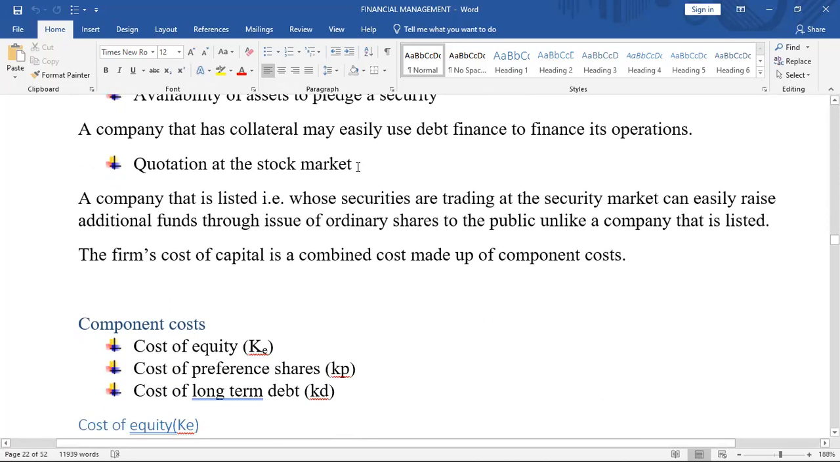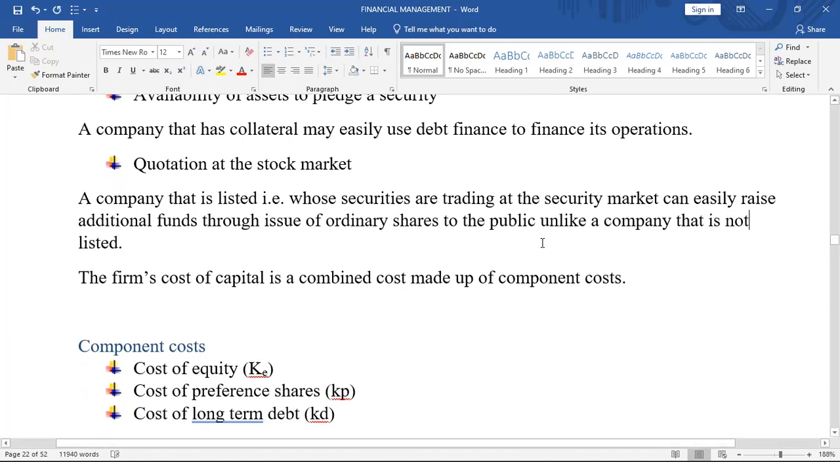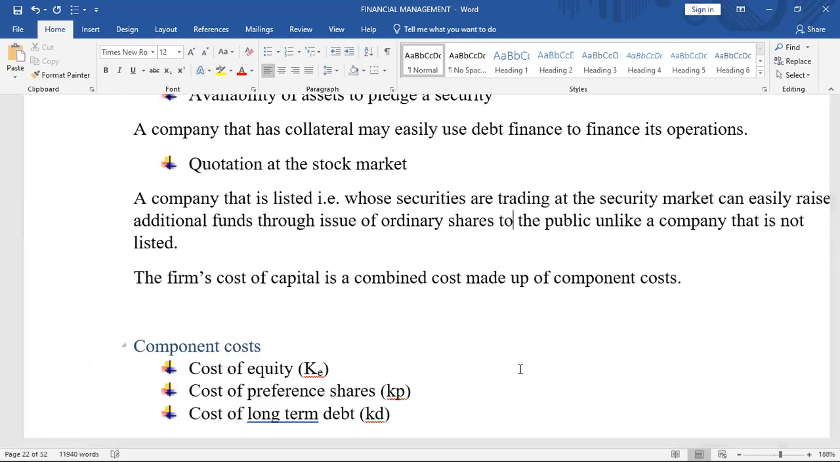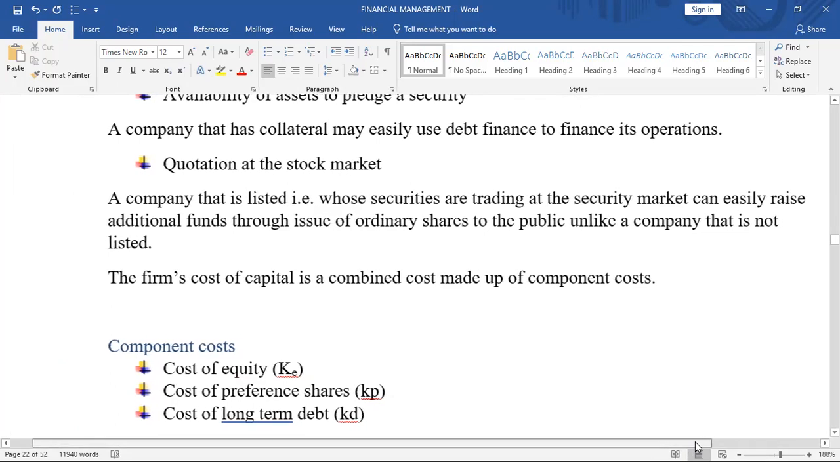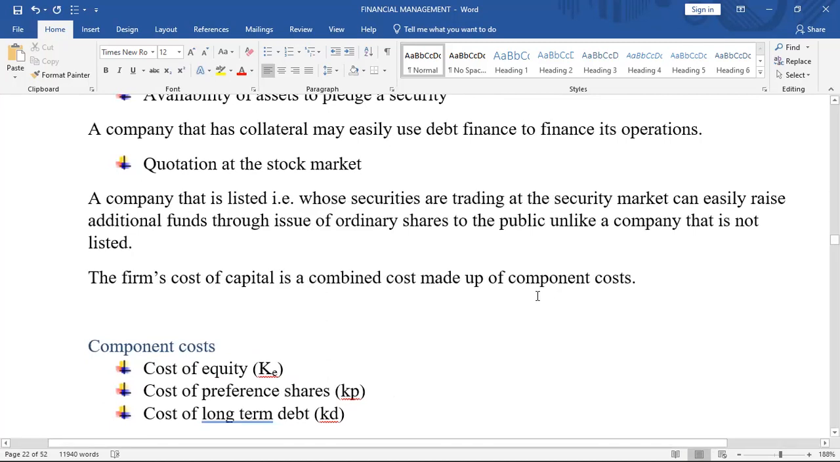Another option is quotation at the stock market. A company that is listed, for example, whose securities are trading at the securities market, can easily raise additional funds through the issue of ordinary shares to the public, unlike a company that is not listed. The company that is already listed is going to raise more funds with no struggles whatsoever. It is easier for them to get funds because their shares are already trading in the securities exchange, and we are going to be receiving bids from people who may want to purchase our securities.